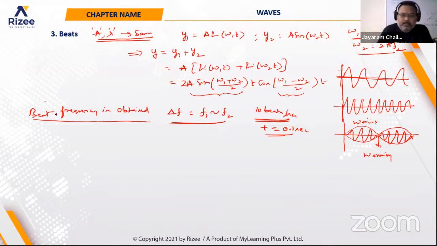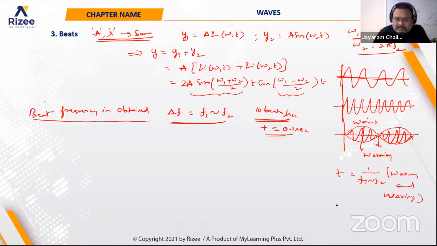So the time between two waxings, that means maximum and maximum, the time between the two maximums is nothing but 1 by (f1 minus f2). This is between waxing and waxing. And the time between waxing and the immediate waning is going to be half of this, that is 1 by 2(f1 minus f2), between waxing and waning.